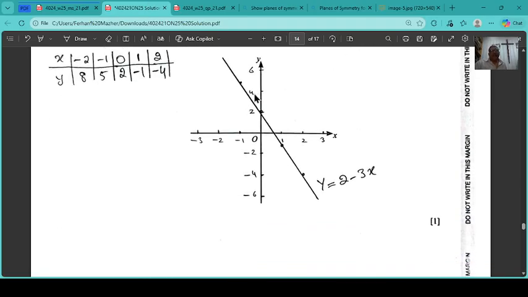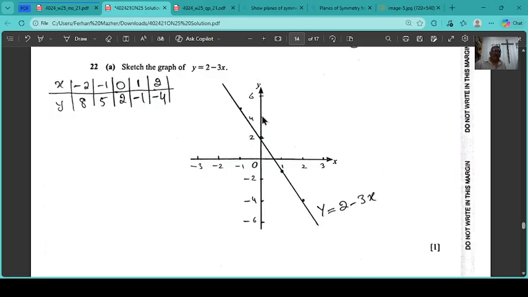I have done it with the very basic method. I put a grid here: 0, 1, 2, 3, minus 1, minus 2, minus 3, and 2, 4, 6, minus 2, minus 4, minus 6. I just made a grid so that my work becomes more accurate. I made a table for it. For example, I know it's a straight line, so you only need 2 or 3 points here. When I put minus 2 here, it becomes 8. When I put minus 1 in the place of x, I get 5. When I put 0 in the place of x, I get 2.